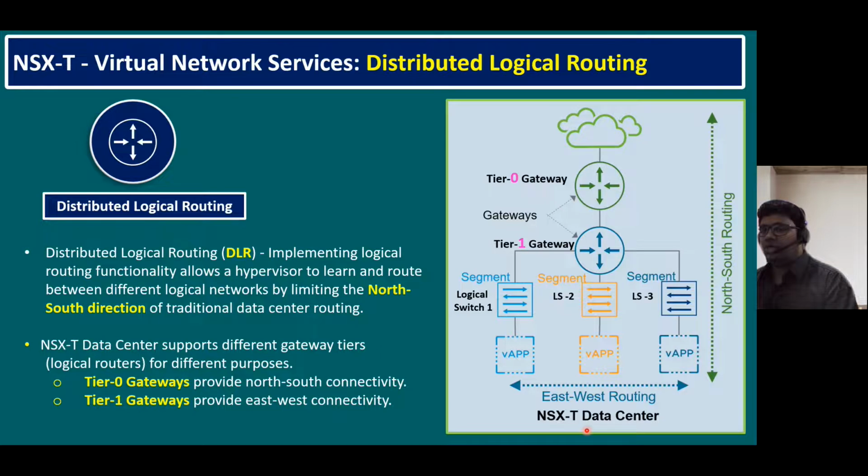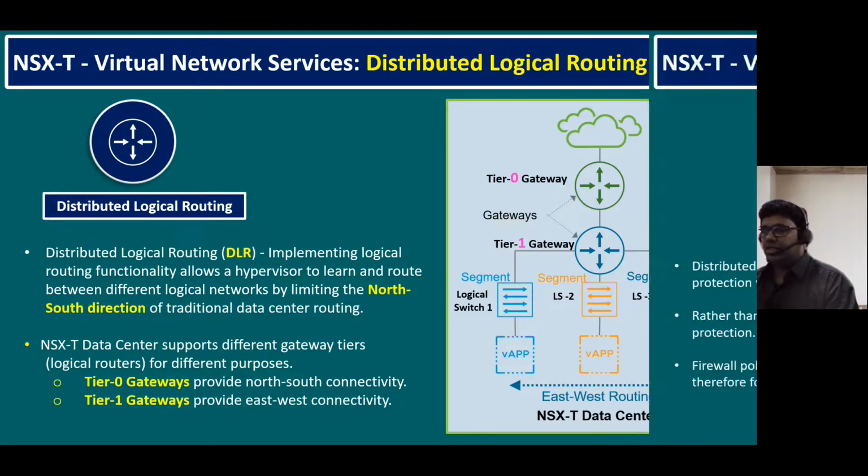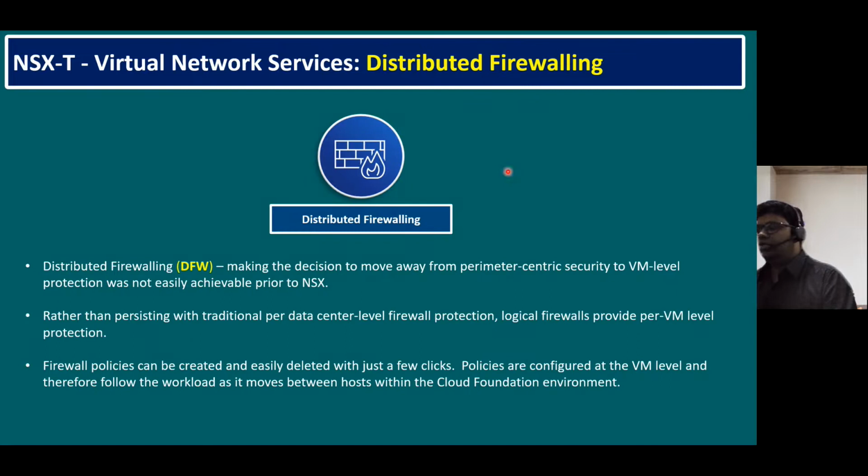Now let's talk about another point, which is distributed firewalling. This distributed firewall, in short form we call it DFW, and the icon is shown as a wall with fire, the firewall icon. Distributed firewalling, making the decision to move away from perimeter-centric security to VM-level protection, was not easily achievable prior to NSX. So it was not easy before NSX.